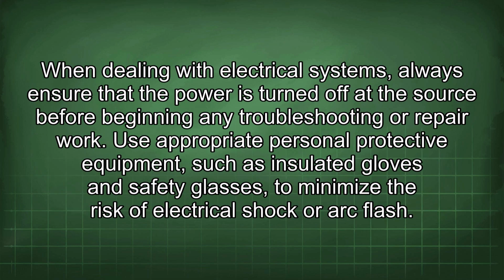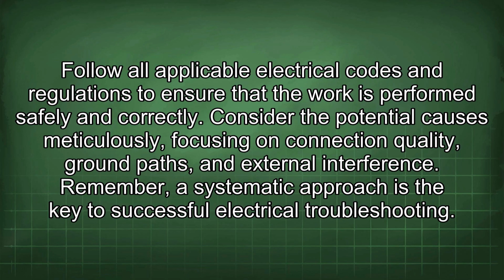When dealing with electrical systems, always ensure that the power is turned off at source before beginning any troubleshooting or repair work. Use appropriate personal protective equipment, such as insulated gloves and safety glasses, to minimize the risk of electrical shock or arc flash. Follow all applicable electrical codes and regulations to ensure that the work is performed safely and correctly. Consider the potential causes meticulously, focusing on connection quality, ground path, and external interference. Remember, a systematic approach is the key to successful electrical troubleshooting.